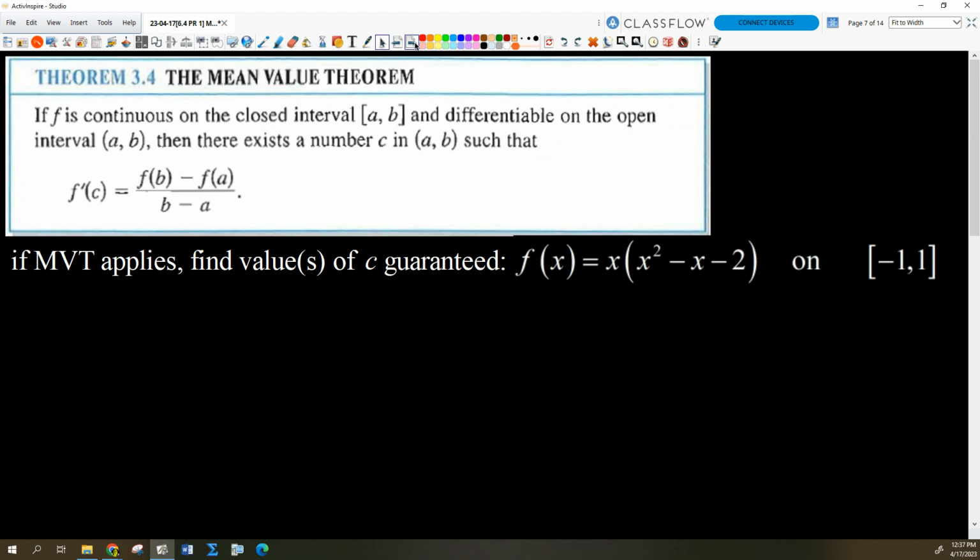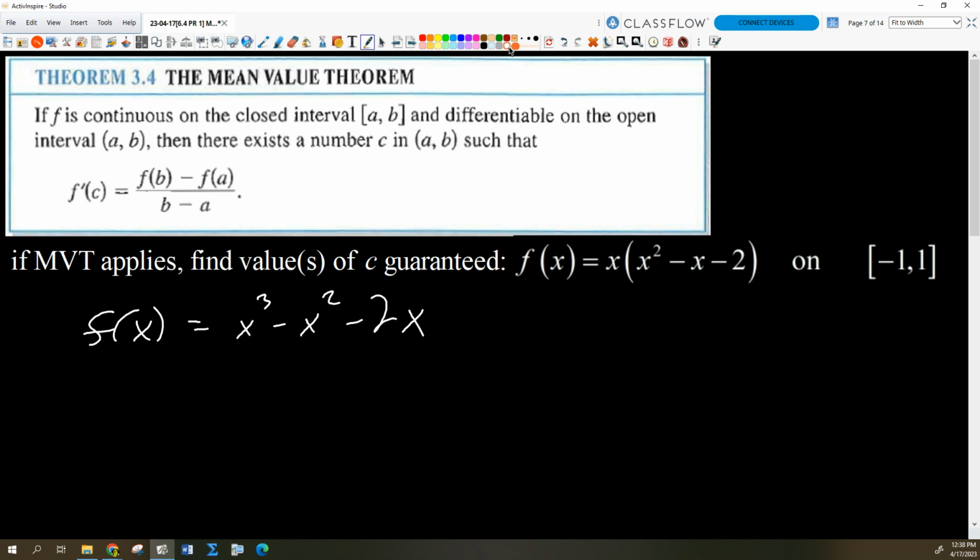Are the two criteria met? Is f of x continuous? Well, how might we rewrite f of x in a way that's a little more convenient for us? Yeah, good. Distribute the x and just make it a polynomial. If we write f of x as x cubed minus x squared minus 2x, it's a polynomial. What do you know about polynomials? Polynomials are everywhere continuous, right? There's no discontinuity. So we can check criterion number 1. It's continuous on the interval from A to B.